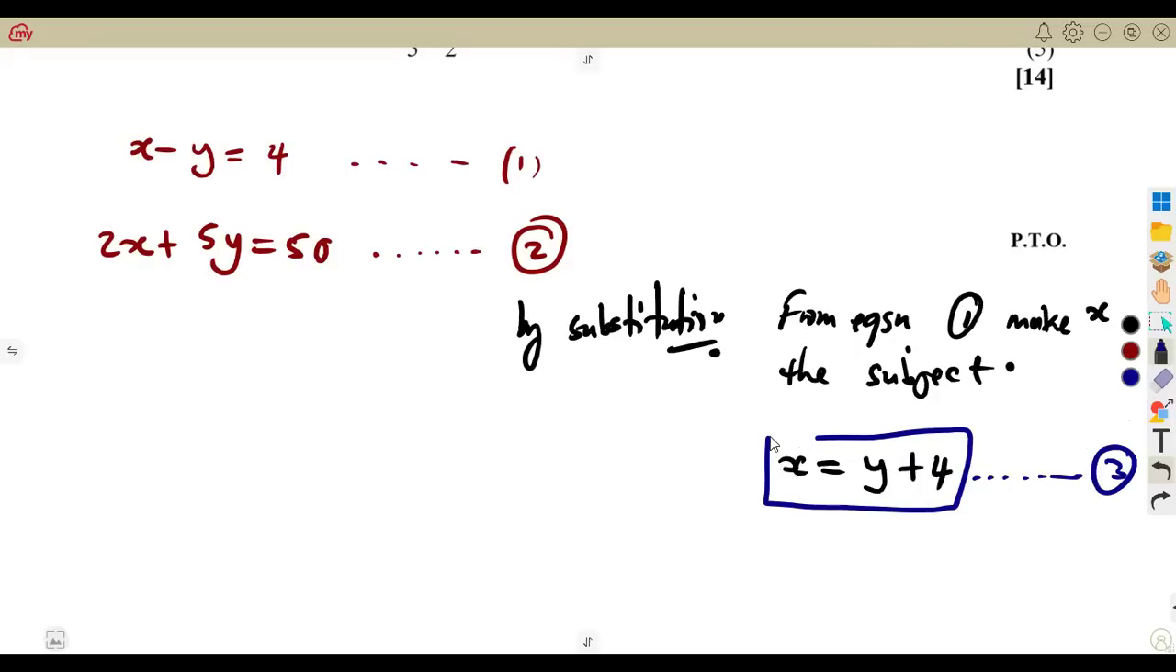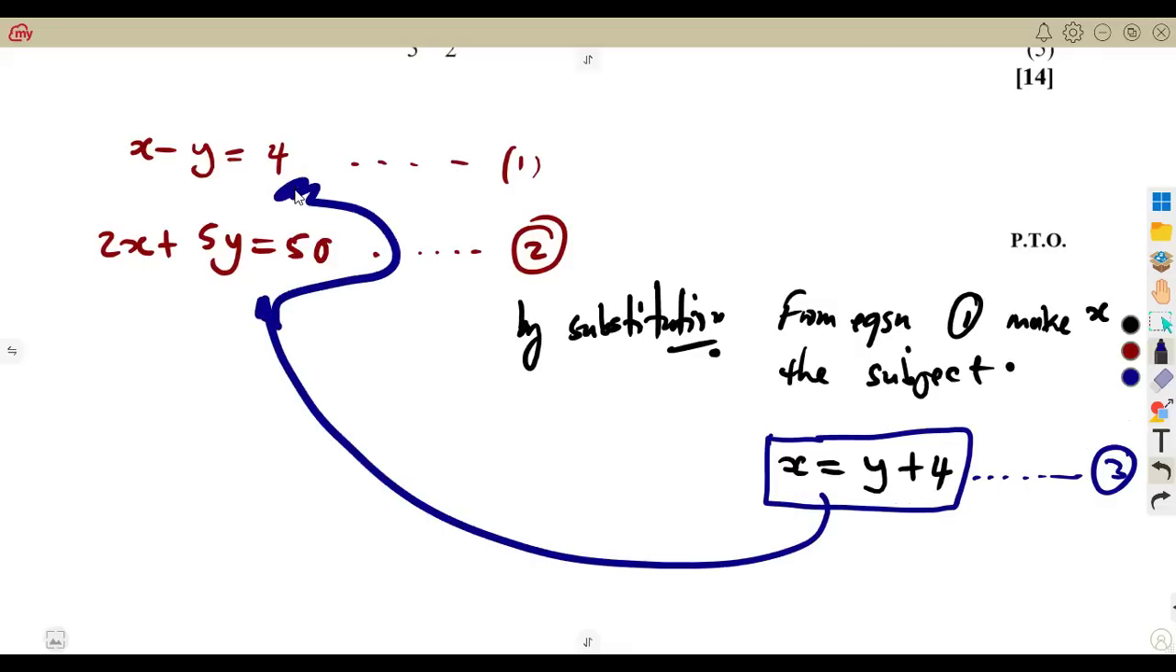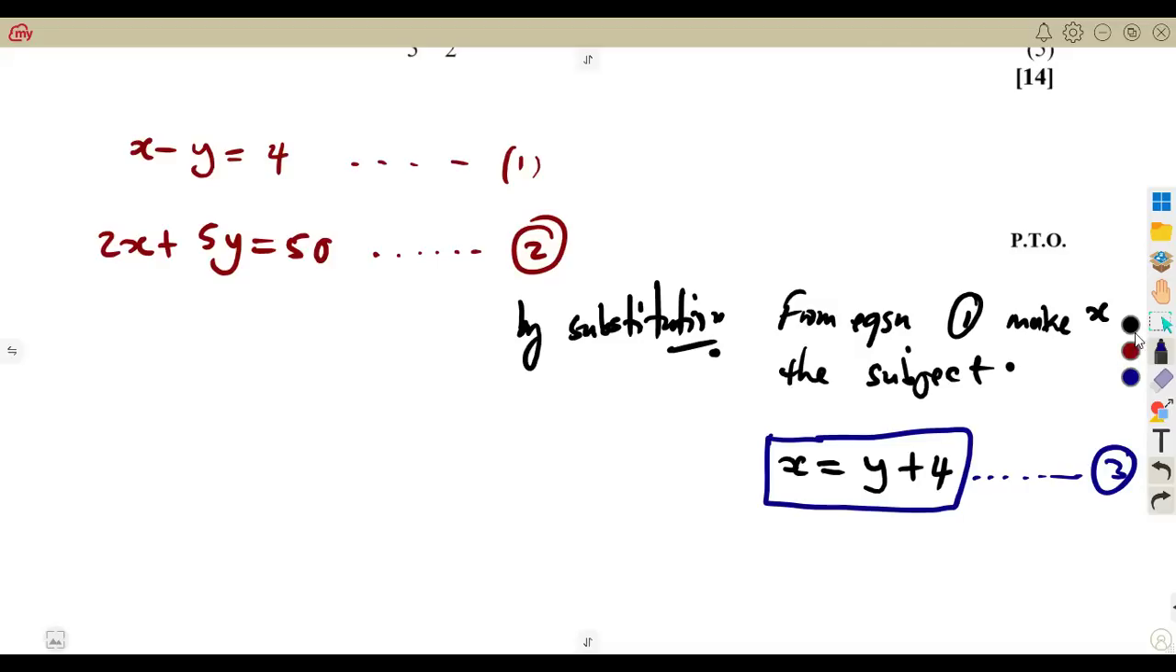We made x the subject. You can make y the subject, whatever you want, from any equation that you want. But make sure that you substitute in the other equation, not the one that you made. So we are going to substitute this in equation 2, in place of x.